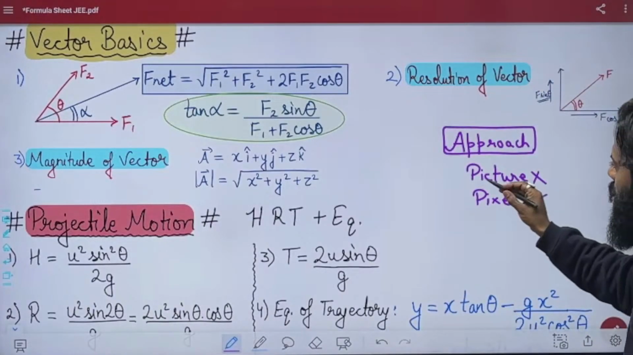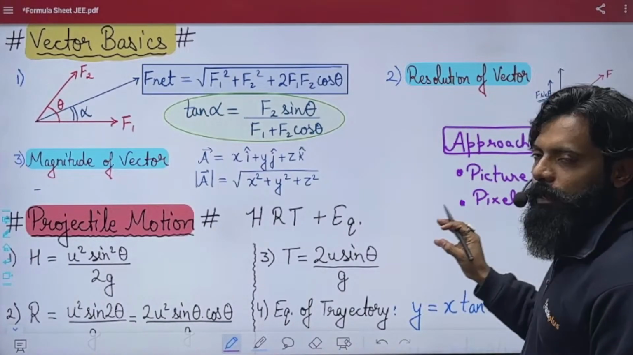Next thing. So we do not see the picture, we see the pixel. What does pixel mean?